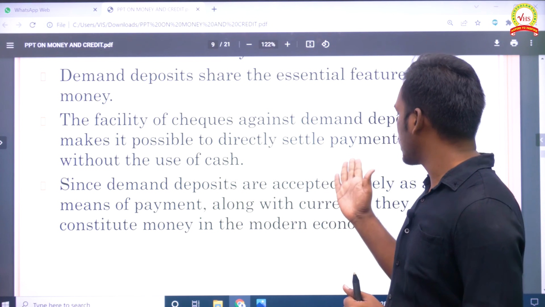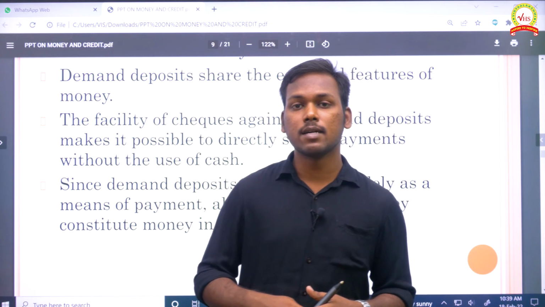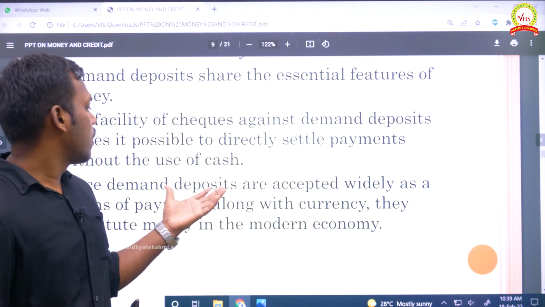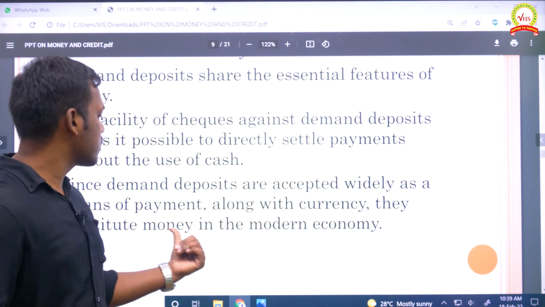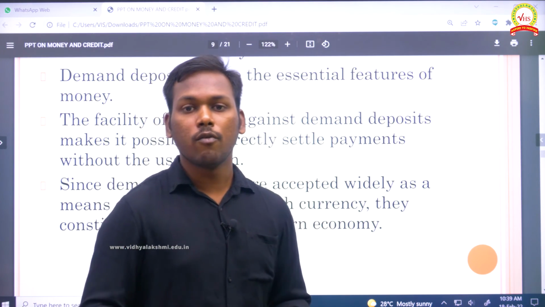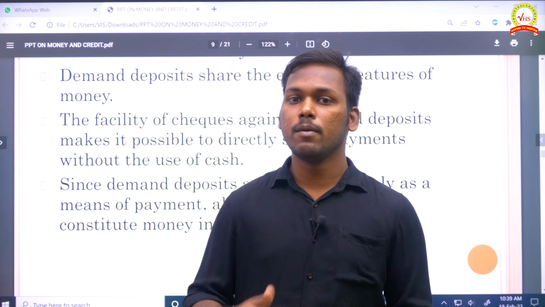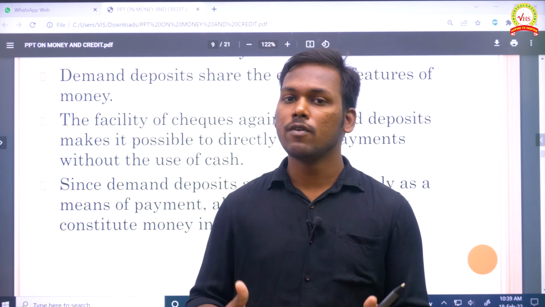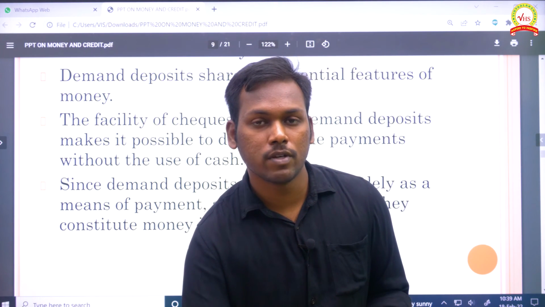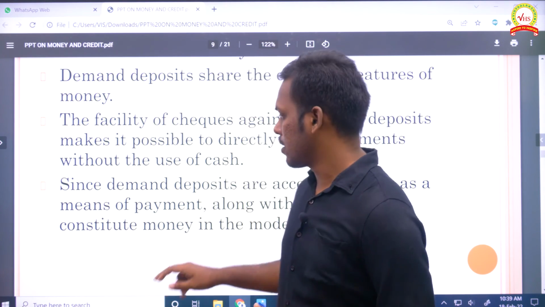Since demand deposits are widely accepted as a means of payment, along with currency they constitute money in the modern economy. All these things are widely accepted and used in India. We are using checks, demand deposits and other modes of exchange also. So money is accepted as a medium of exchange, and we have discussed demand deposits and checks.